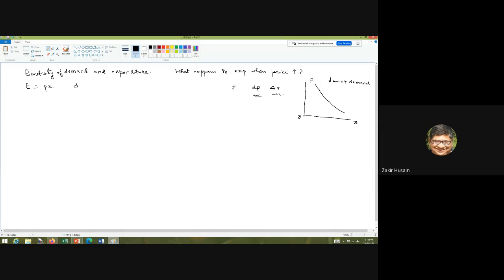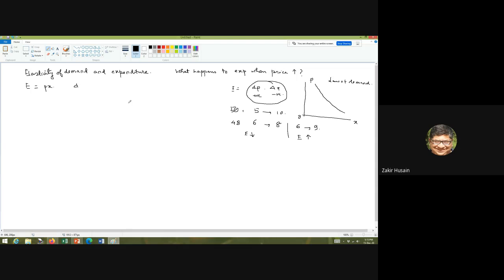So what will happen to expenditure? We can't say offhand, right? For instance, suppose your price was 5 and demand was 10. So expenditure is 50. Now suppose price goes up to 6, demand falls to 8. Expenditure is 48. That is one scenario. So your expenditure has decreased. But suppose demand fell, but instead of 8, it fell to only 9. What happens to expenditure in this case? It increases. It has gone up.